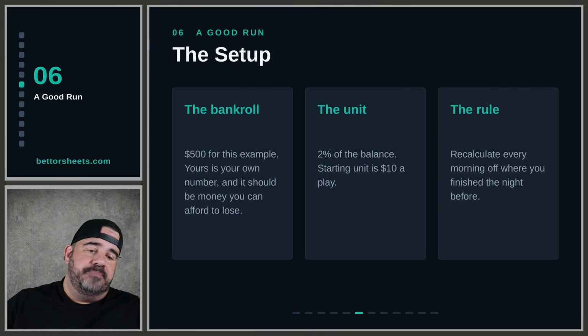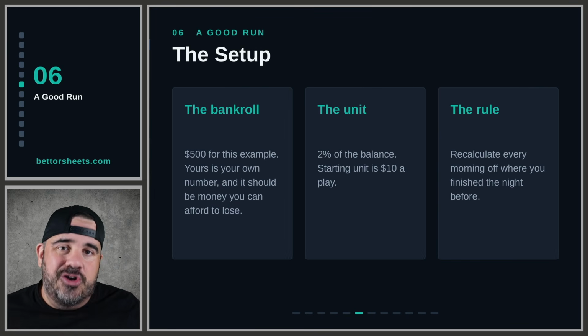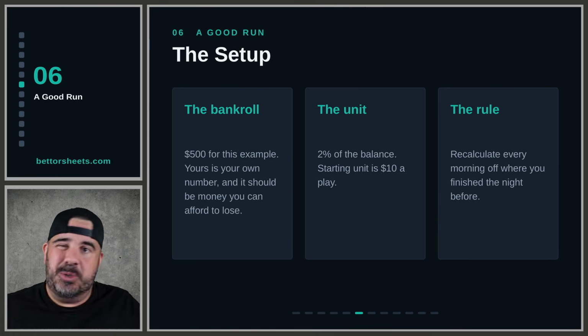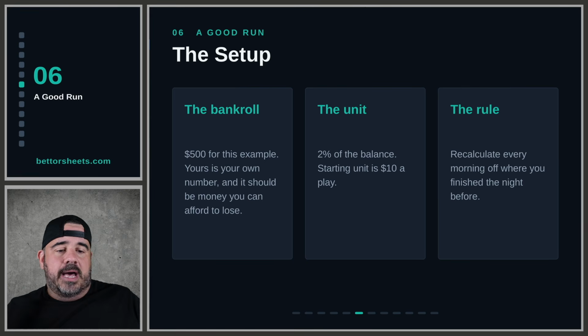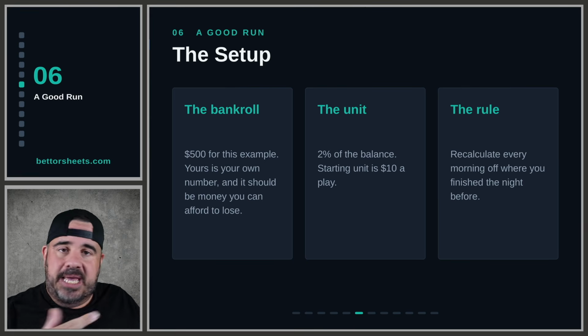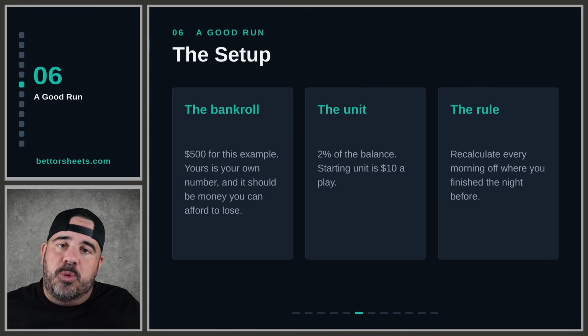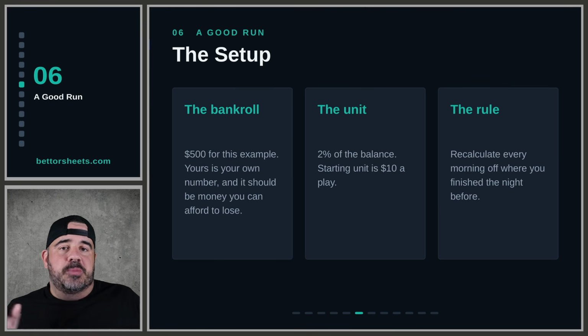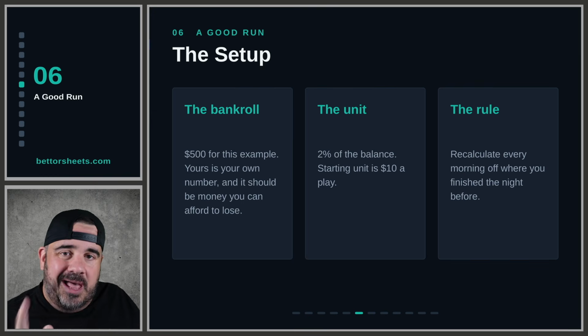Great. Good run. Bankroll. We're going to use a $500 bankroll for the example. Yours is your own number. This is an example, so you can wrap your head around it. It should be money you can afford to lose. I will say this till I'm blue in the face: do not bet with your rent. I see this and it makes me angry. So don't do that. The unit size, we're going to use 2%, which means we're going to start with $10 a play.